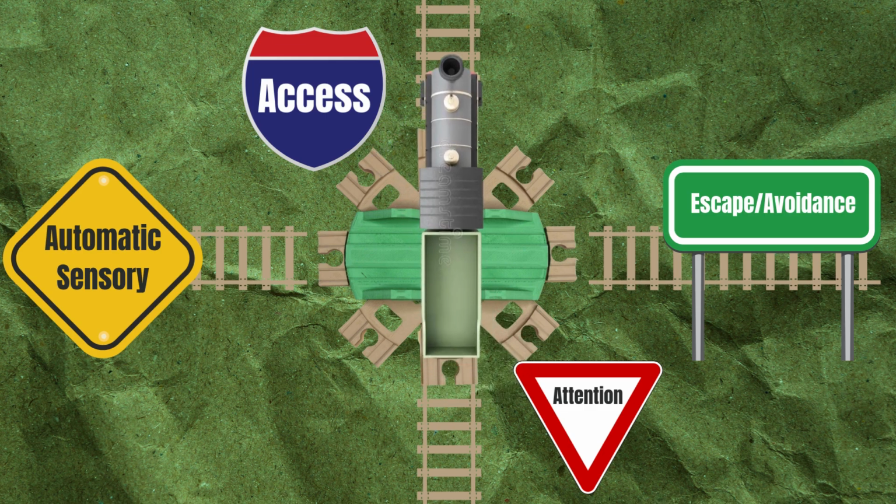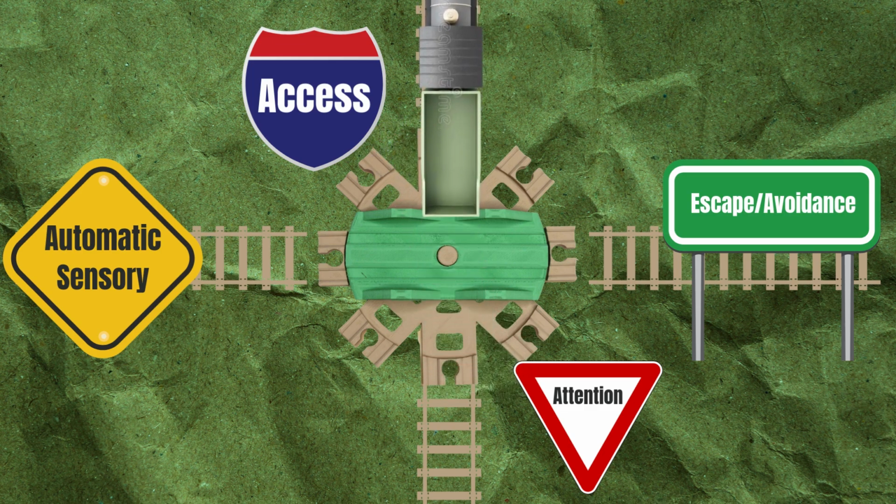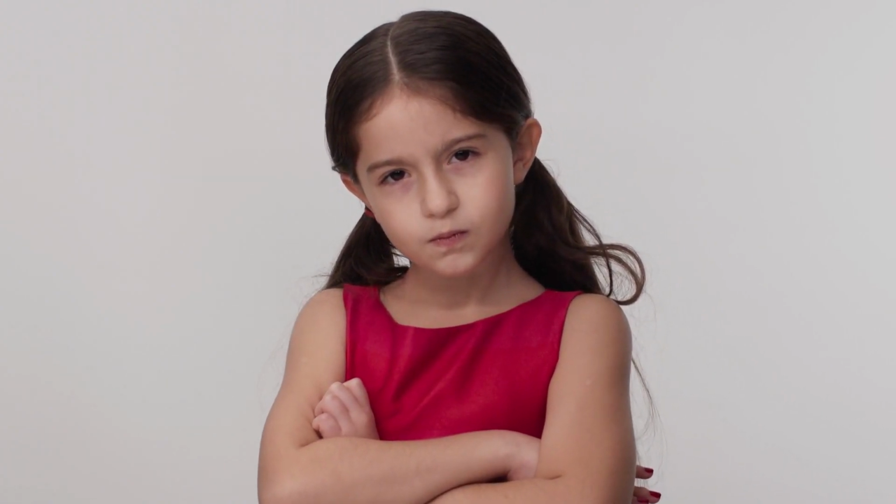That's right. The most reasonable function for Jason's behavior is access. Jason is engaging in disruptive behavior to get what he wants, or access to a preferred item. What do you think Jason will do in the future when he sees the toy aisle? That's right, he will be more likely to engage in tantrums to get what he wants.